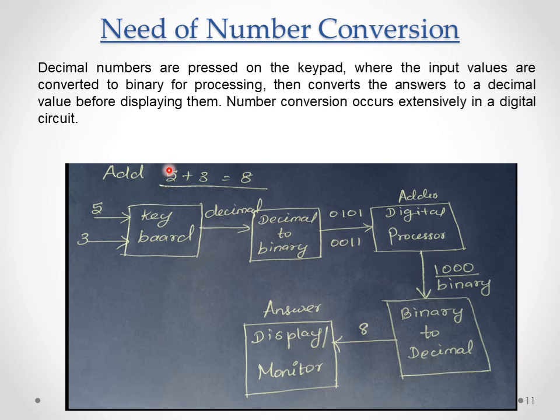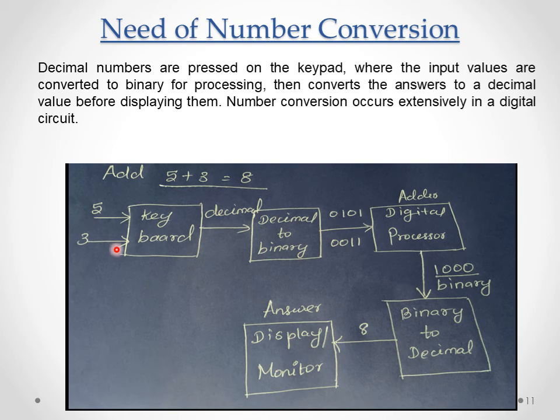So what we are typing as the input is 5, this is input 1, plus is input 2, 3 is input 3, and equal sign. So 4 inputs we are giving. These 4 inputs we are typing on the keyboard first. So I am pressing 5 plus 3 equal sign through the keyboard.